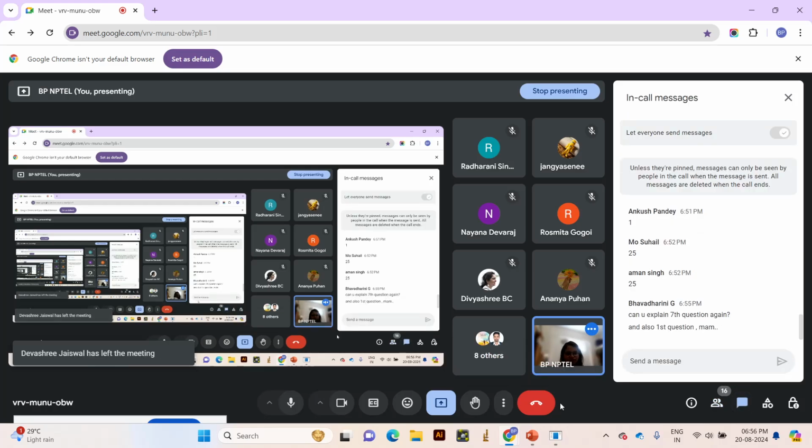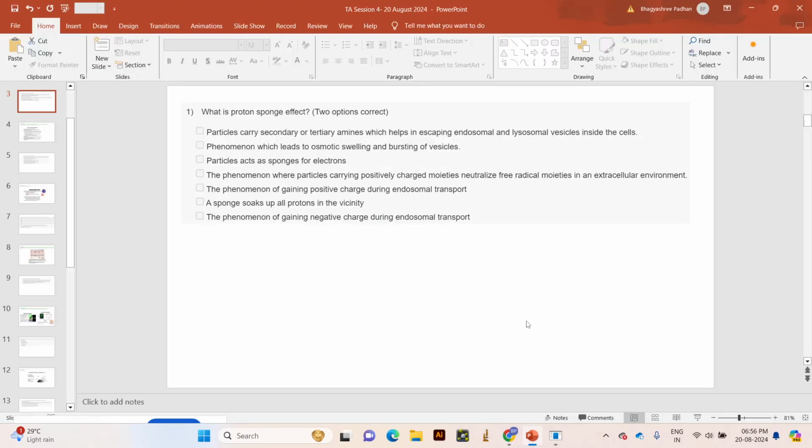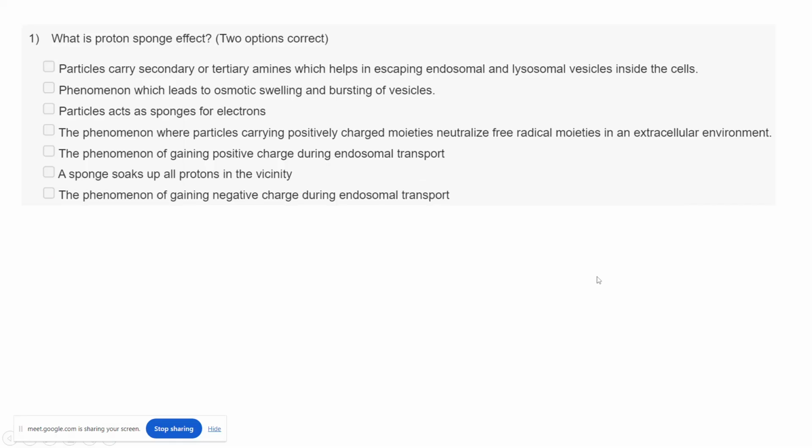Seventh question and first question. Okay, the first question was regarding the proton sponge effect. Here you have to select two options that are related to the proton sponge effect. As we saw, the first two options would be the correct answer, where particles carry secondary and tertiary amines, which help in escaping endosomal and lysosomal vesicles inside the cells, and a phenomenon which leads to osmotic swelling and bursting of vesicles.